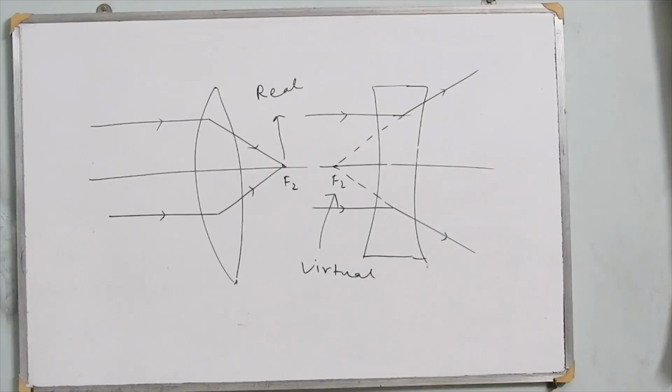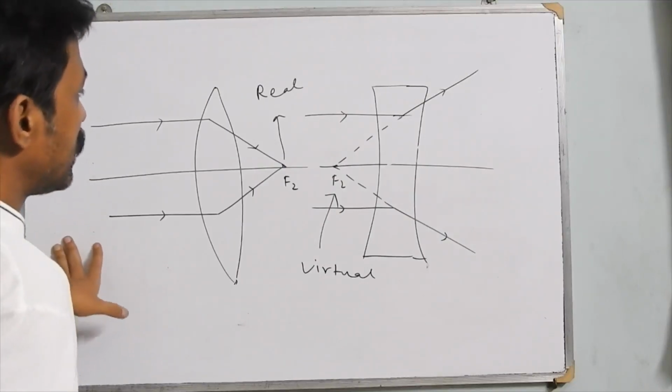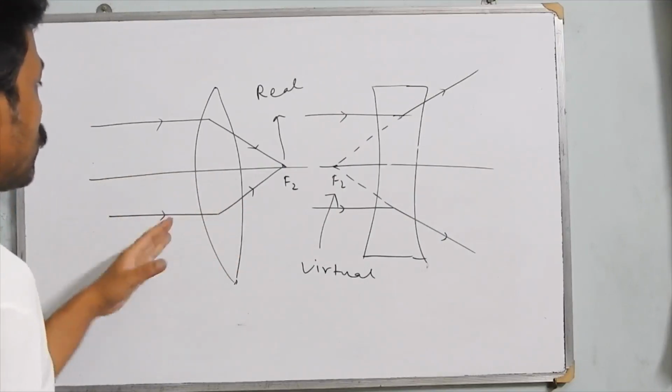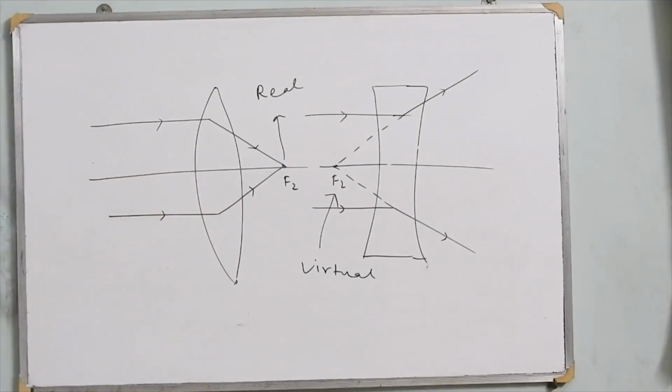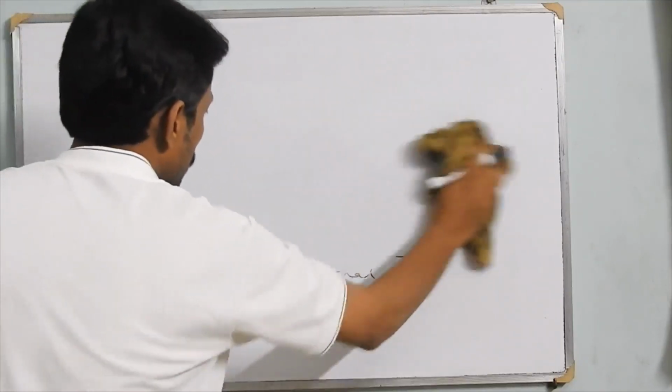So what happens is, if you have the focus on the side of the incident ray, then it is virtual. If you have the focus on the other side of the incident ray, then it is real. So now we will look at different ray diagrams associated with different positions of the object on the principal axis.